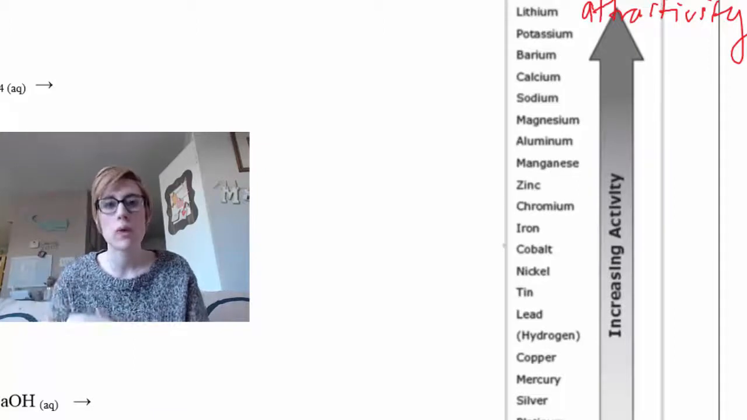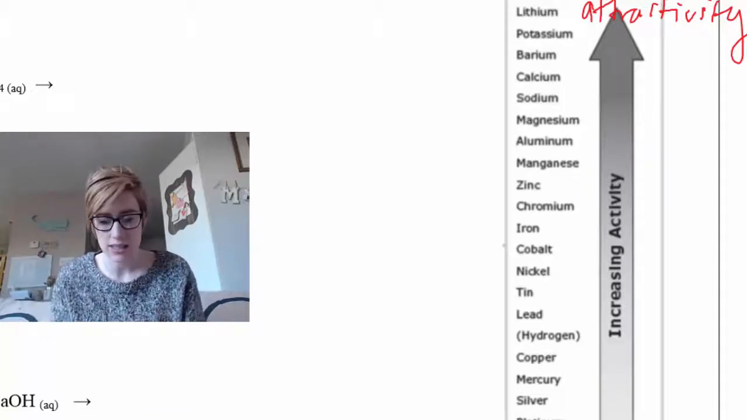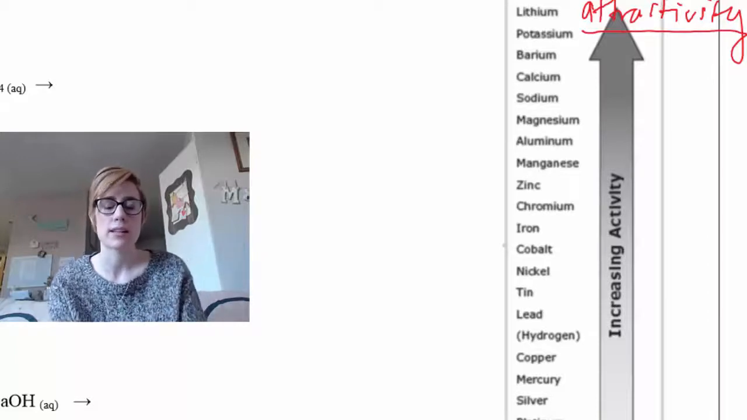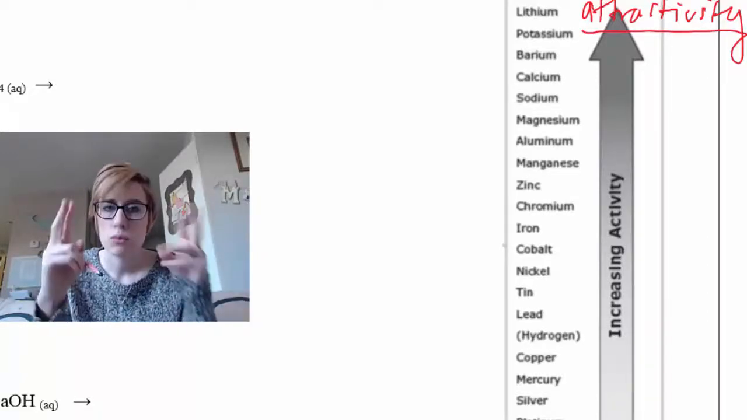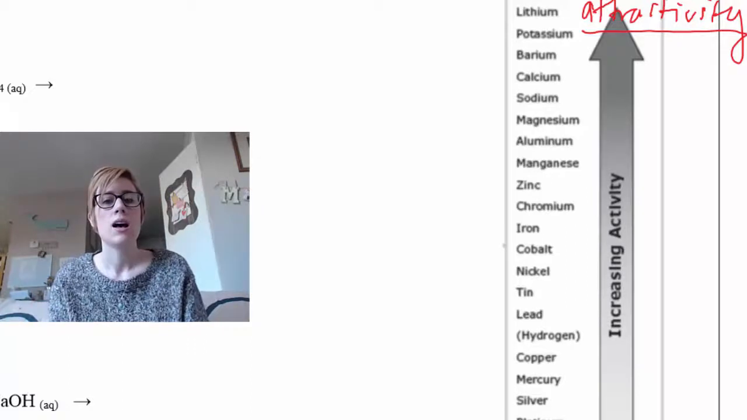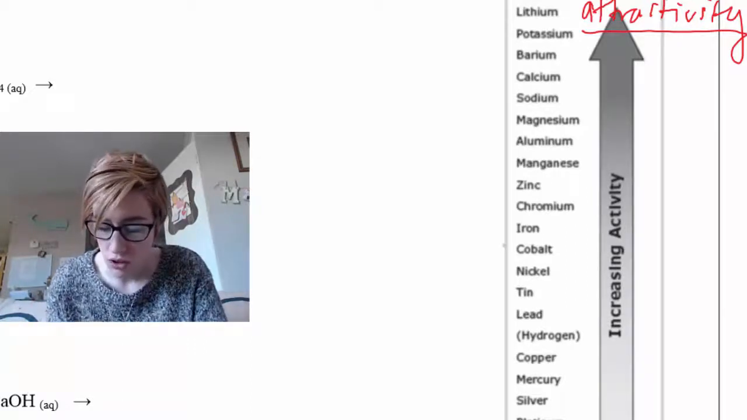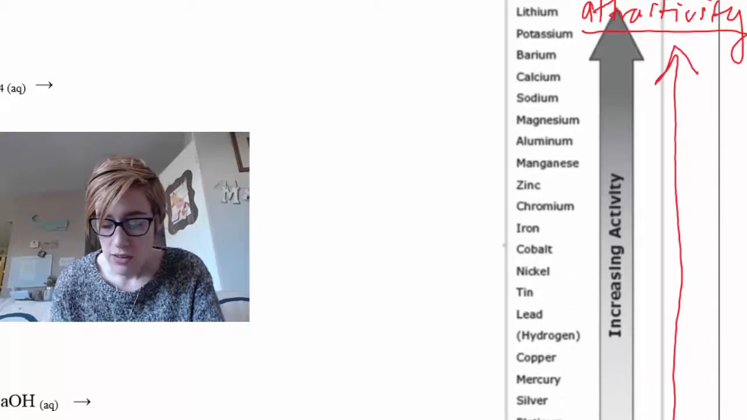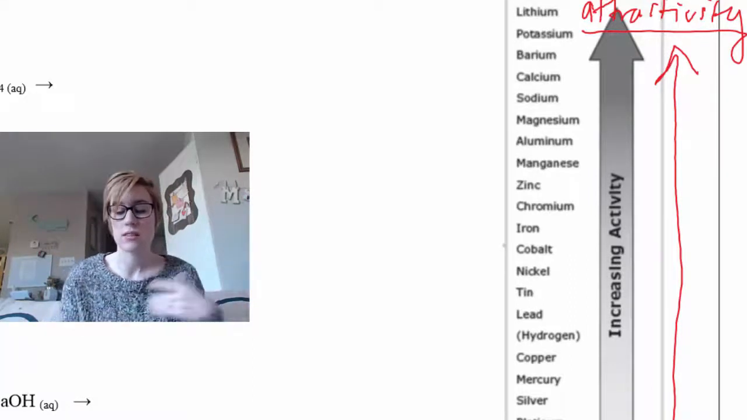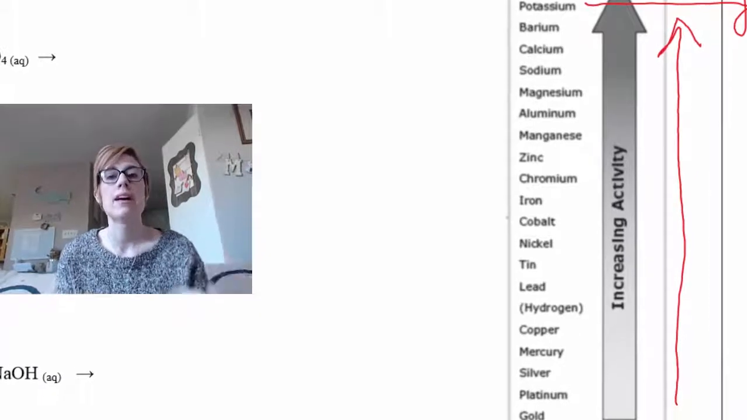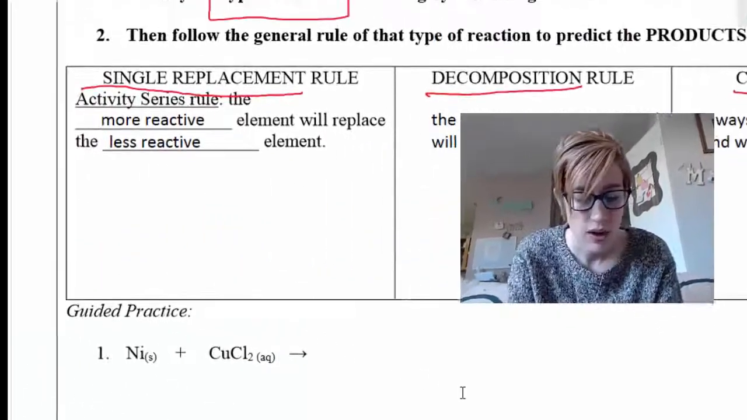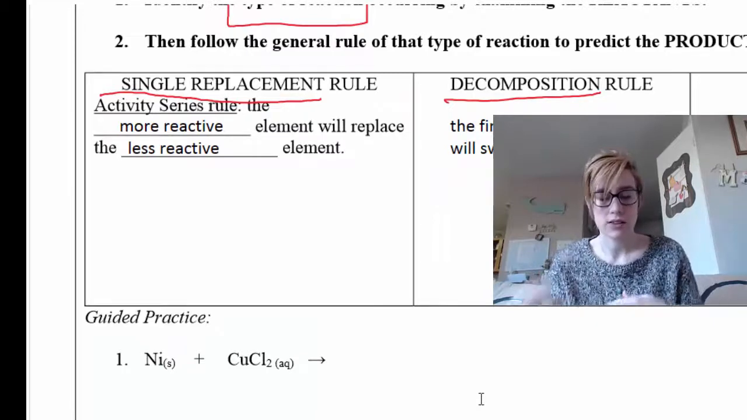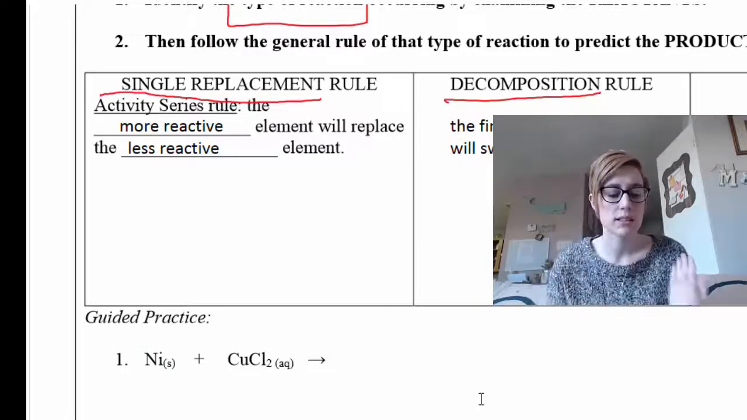So how do you know when that's going to steal and when it's not going to steal? Well, it's all about their attractiveness. Metals at the top are more attractive. So the more attractive or reactive the element is, then it's going to steal the other guy's girl. Attractivity increases this way. But if it's down here, like gold is the least attractive, that means it will never steal the other guy's girl. So how does that work? The more reactive element will replace the less reactive element, or the more attractive element will replace the less attractive.